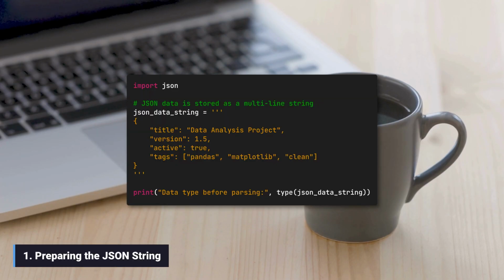1. Preparing the JSON string. We import the JSON module and define a string that holds our JSON data. This string could represent data received from a web API or read from a file. Notice that, in Python, this JSON is just a plain str type which cannot be accessed by keys like a dictionary.